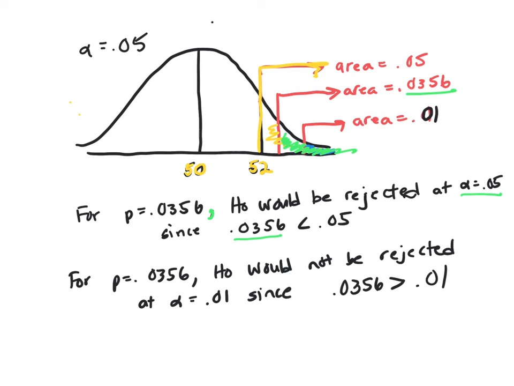For a p-value of 0.0356, H sub 0 would not be rejected at alpha equal 0.01 because this green area, 0.0356, is greater than the 0.01, this piece here. I hope that helps some.